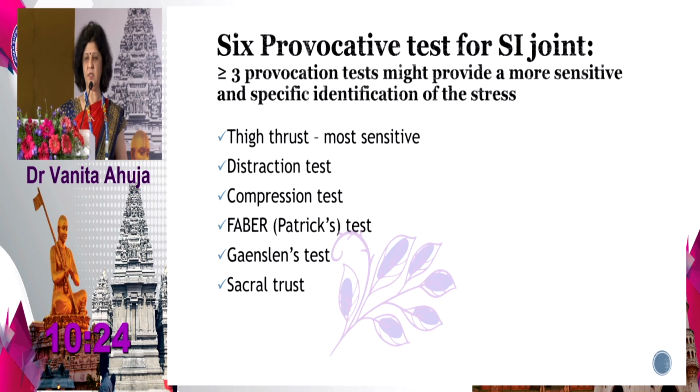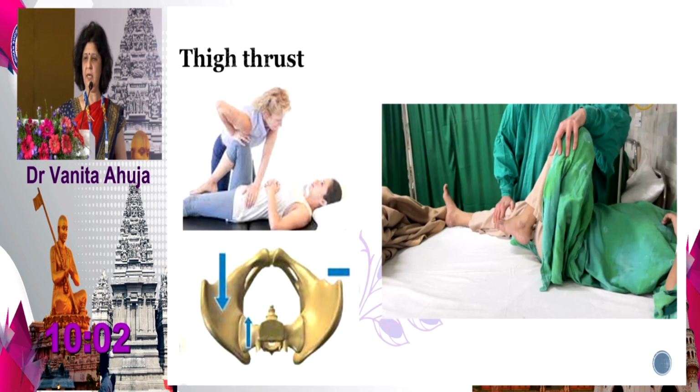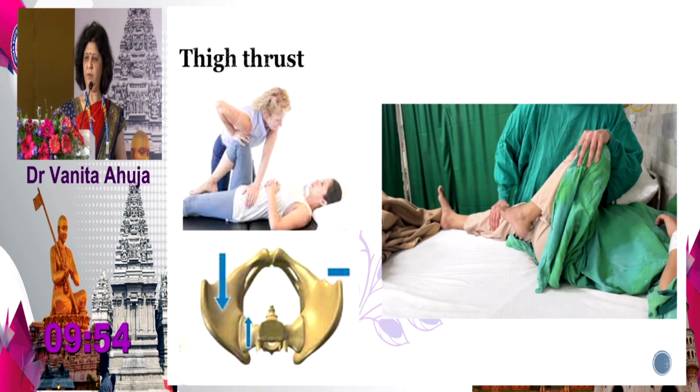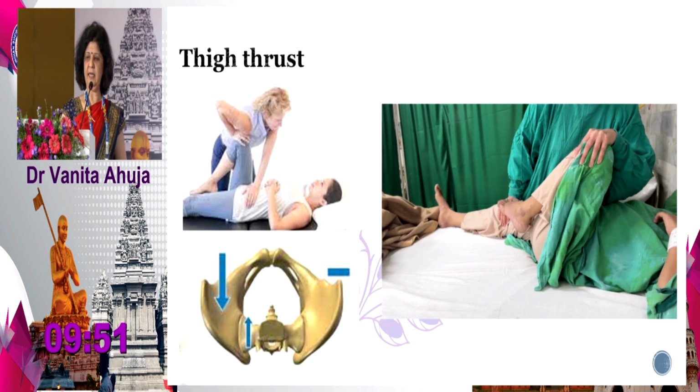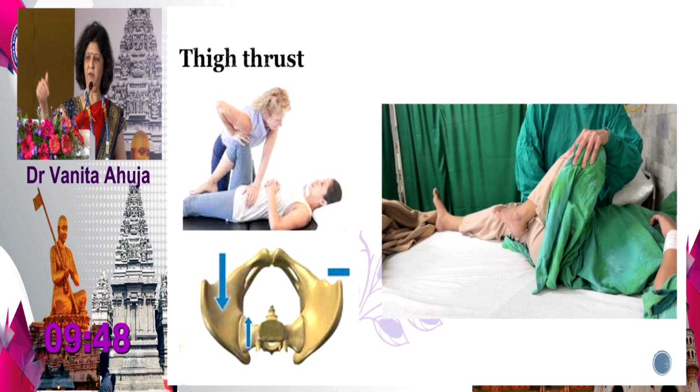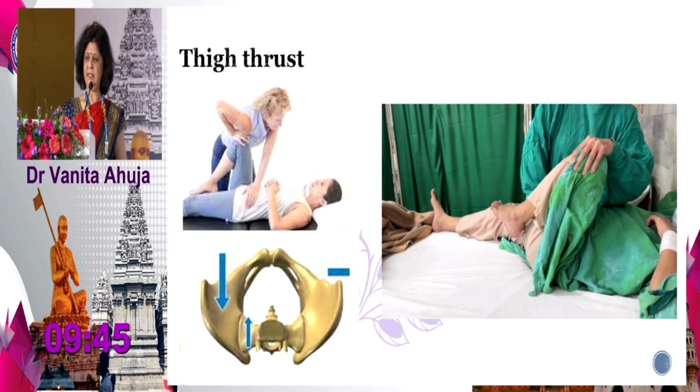These are the provocative tests, which I'll take one by one. If more than three tests are positive, it indicates the SI joint. This is very important about the provocative tests: if they are negative, they hold a higher level of evidence than when they are positive. Three or more positives give higher chances that the patient has sacroiliac joint pain. Now the thigh thrust: we push down while the other side is fixed. One hand is above, stabilizing the other SI joint, and we push down.